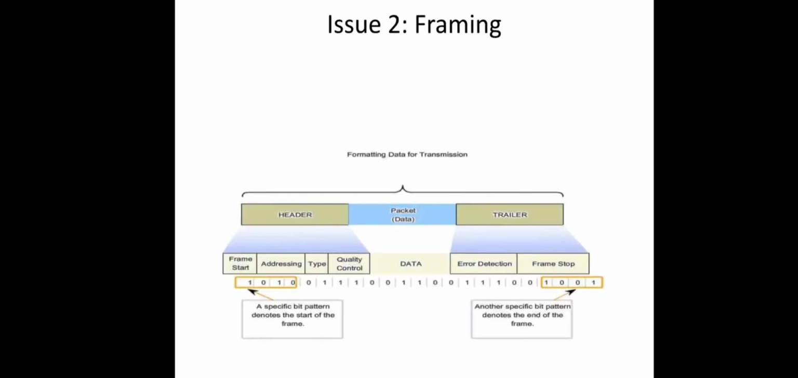First issue is framing. Let us take the case of the sender machine. The data link layer at the sender machine receives a packet from the network layer. This blue color part is a packet from the network layer. Then it attaches a header and trailer to this packet to form a frame. This entire unit is called a frame in the data link layer. A lot of information will be added as the header and trailer. What is the information added? We will see later. That will be some control information.